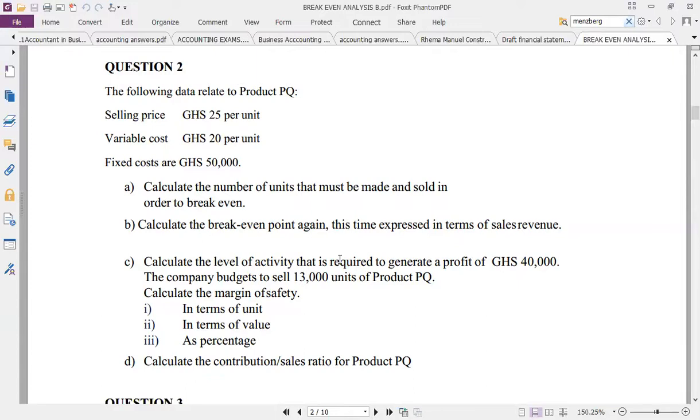D, the company budget to sell 13,000 units of product PQ. Calculate the margin of safety in terms of units, in terms of value, and as a percentage. And finally, E, calculate the contribution to sales ratio for product PQ. So that's the requirement. Now let's go straight.